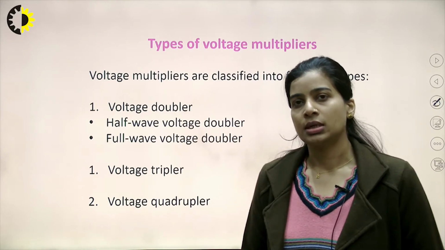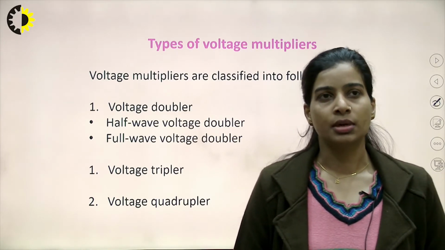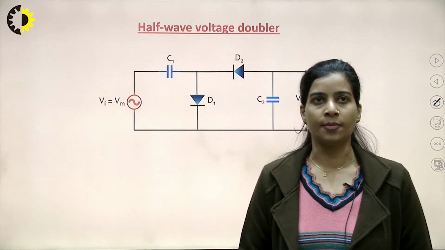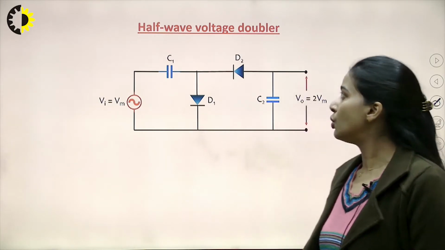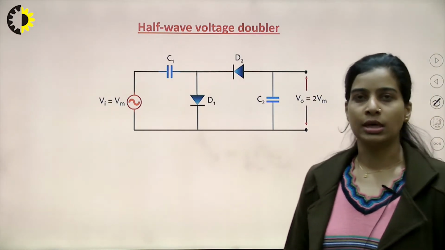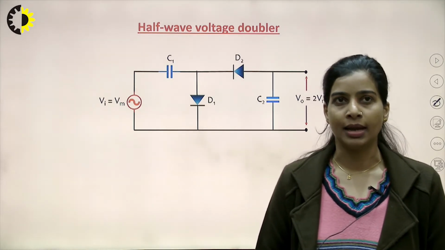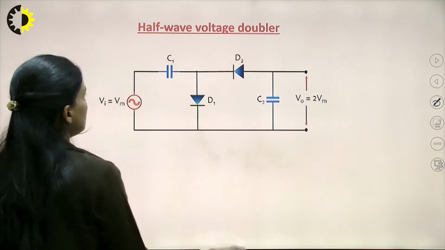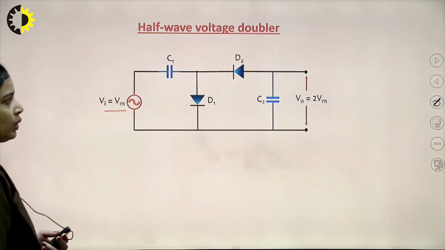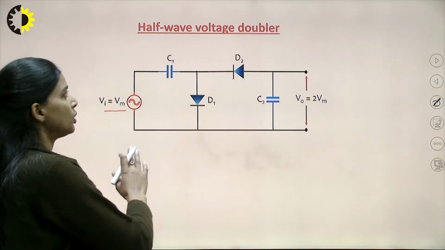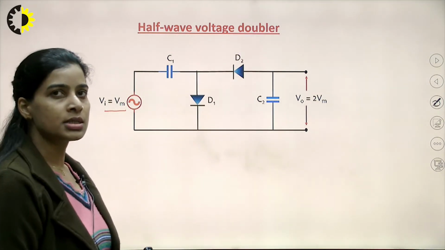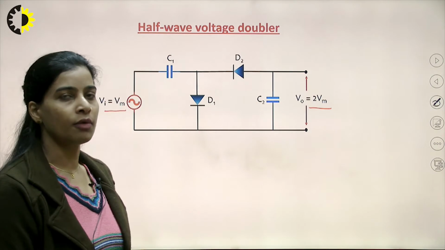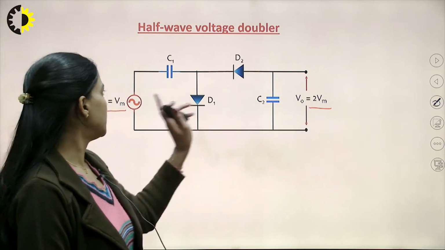In voltage doubler circuits we have 2 types, the half wave voltage doubler and the full wave voltage doubler circuits. The circuit shown is a half wave voltage doubler, that is a half wave voltage multiplier. We provide input Vm and, as I told you, the doubler circuit will give us double the input voltage. So at the output side we get 2 Vm, that is double the peak value of the input voltage.